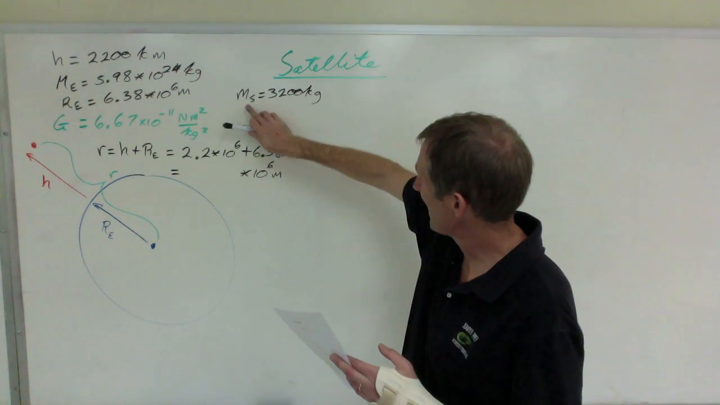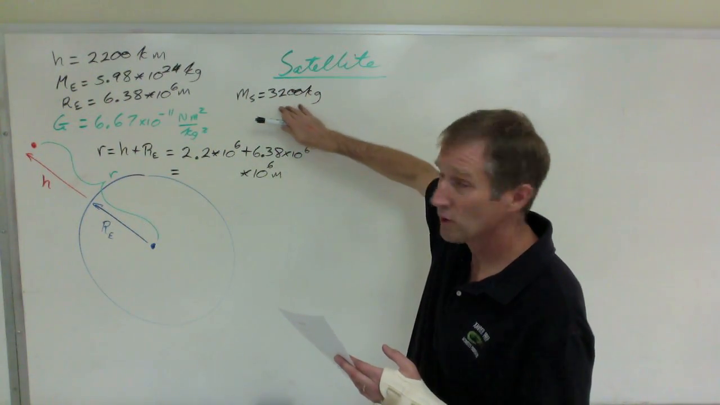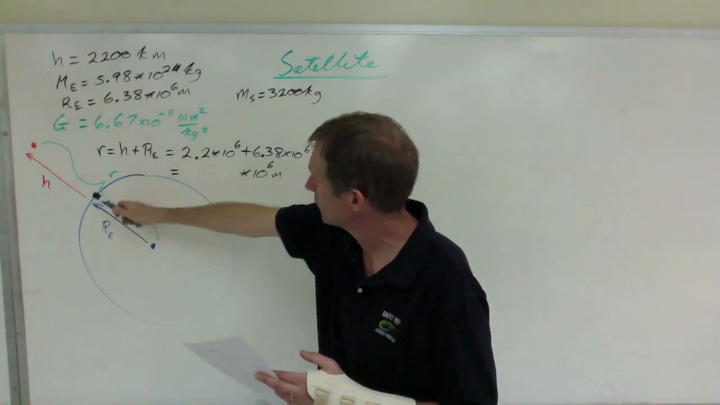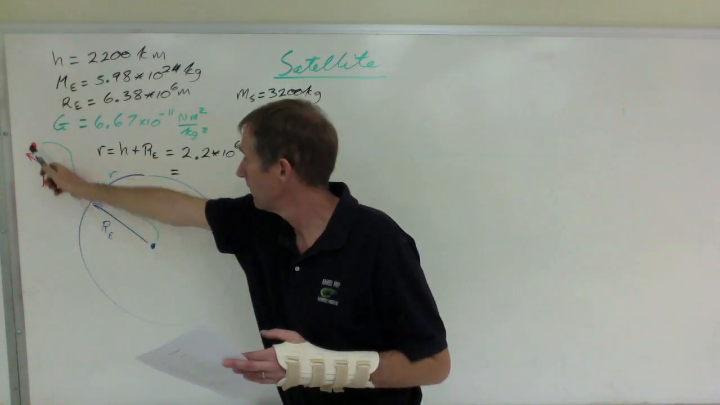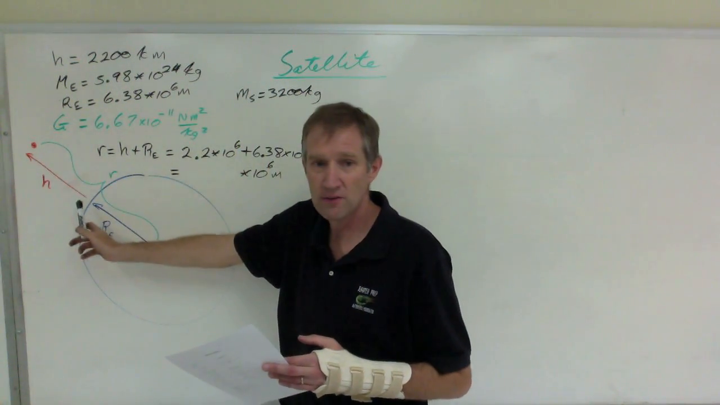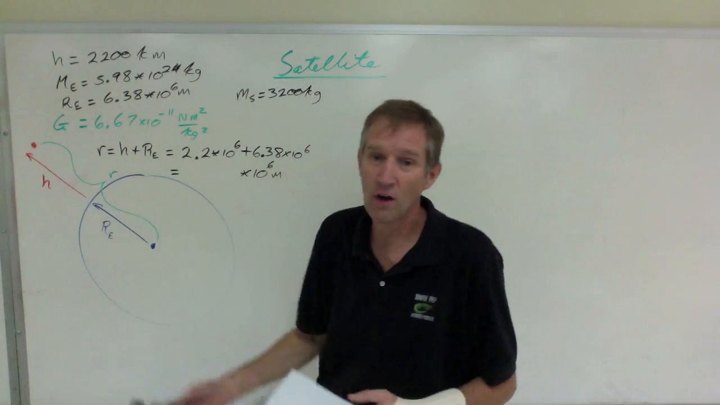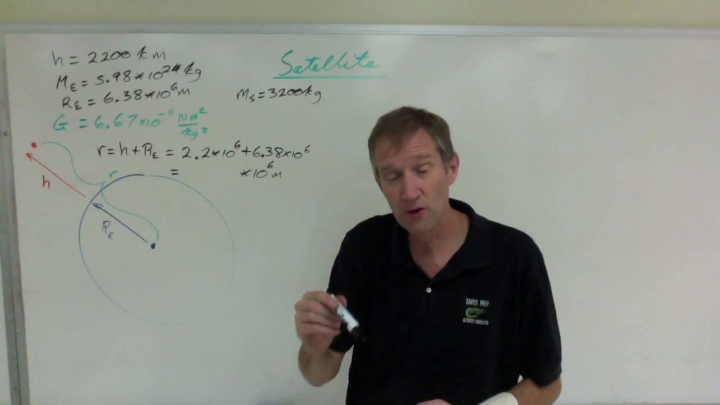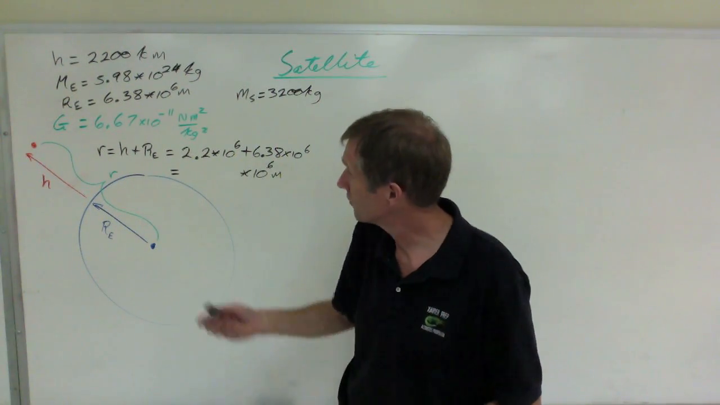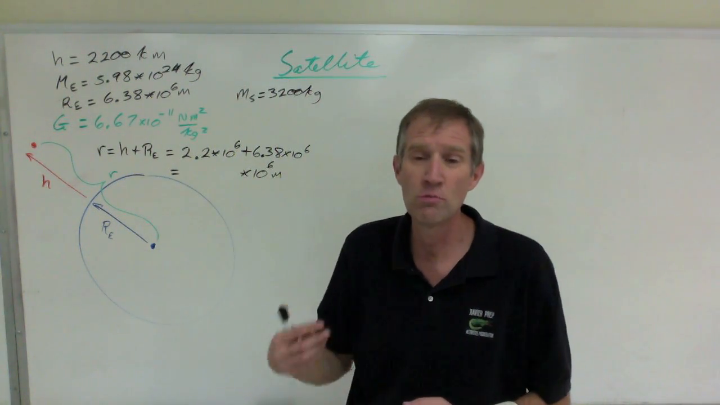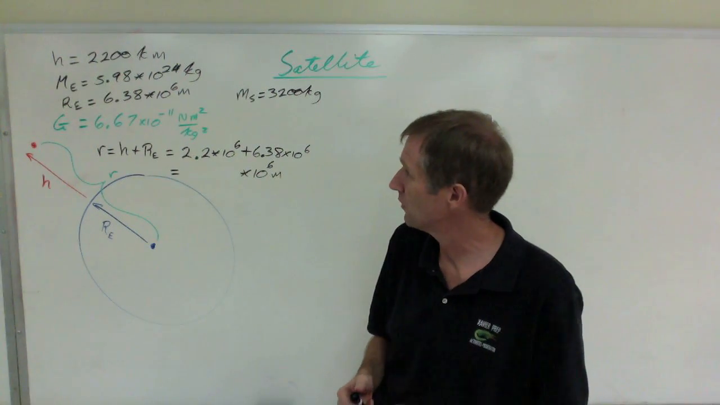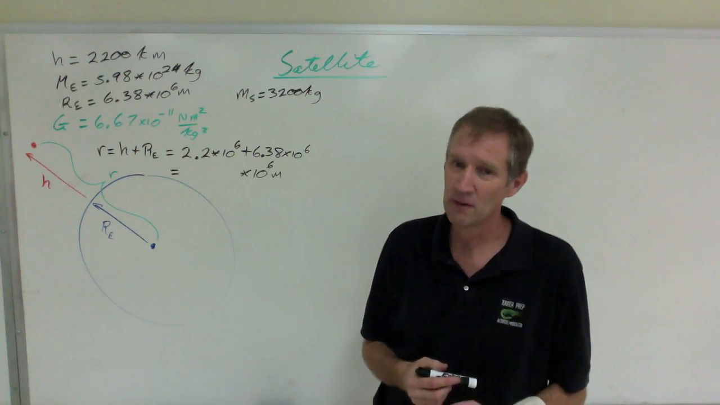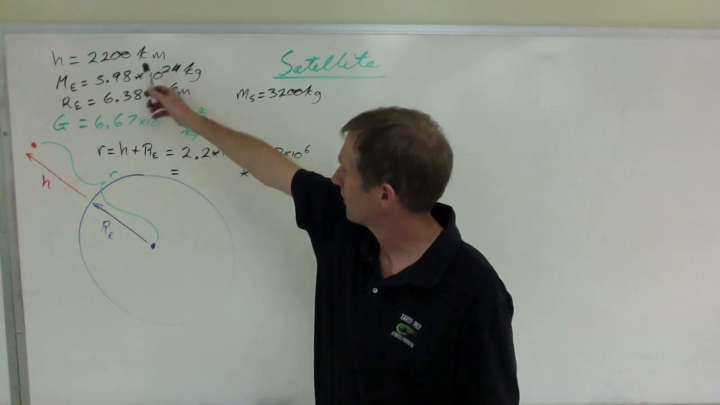The mass of the satellite, 3,200 kilograms. The height of the satellite above the surface of the Earth, the red arrow, which we call the altitude, is 2,200 kilometers. Be careful because that has to be in meters. So 2,200 kilometers is 2,200,000 meters. Will I really put that in kilometers on a test? Oh, yeah, probably. You have to remember to convert it.